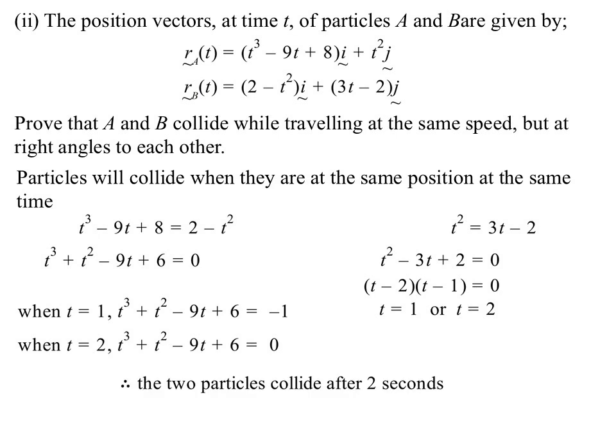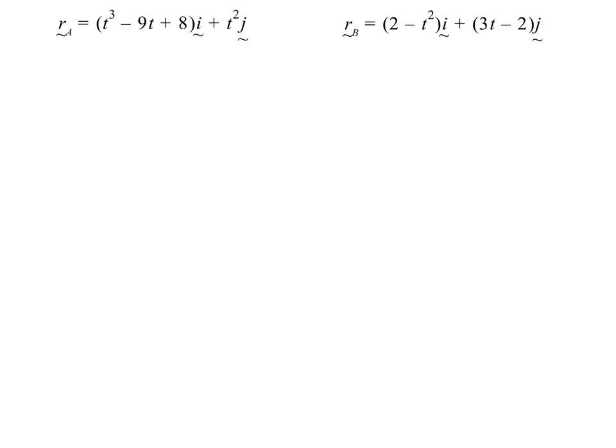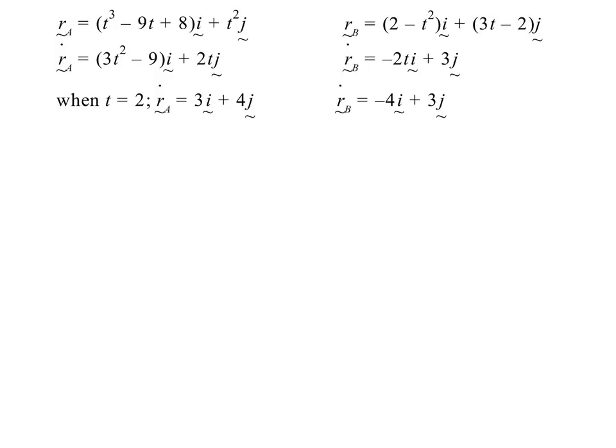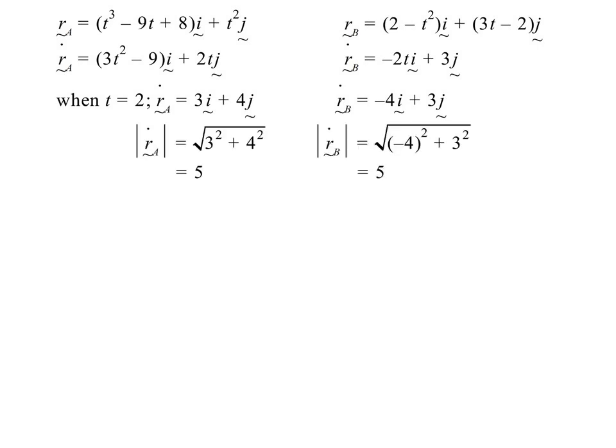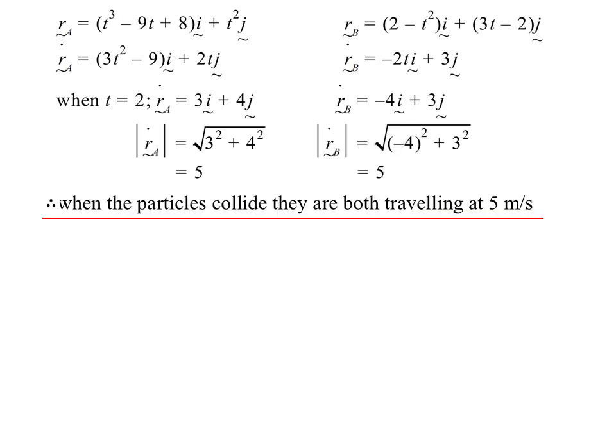Now we have to prove they're travelling at the same speed. There's my two displacement vectors. I want the speed. If I differentiate it, so I differentiate each component separately, and there's my particle B. So when t equals 2, sub it in. I've got the velocity vector at that point in time for both A and B. I can find the magnitude. The first one turns out to be 5, so does the second one. So yes, they're travelling at the same speed. Not the same velocity, but the same speed.